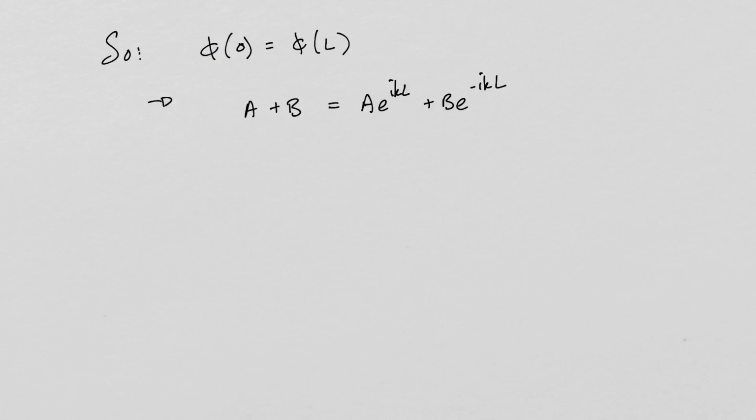Okay, so to find the mode functions, I want to go back to one of the algebraic expressions that we had at the beginning, and that is that the function itself is continuous when phi is equal to 0 and when phi is equal to L. Of course this means that a plus b is equal to a e to the ikL plus b e to the minus ikL. Of course, we just learned that kL is equal to 2 pi n, which means that e to the ikL is equal to 1 and e to the minus ikL is equal to 1. And I'm left with the algebraic expression that a plus b is equal to a plus b.